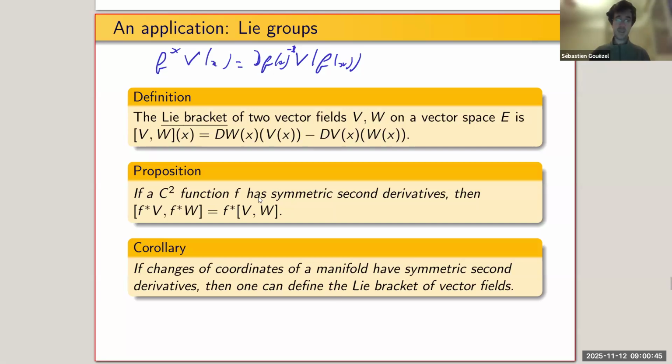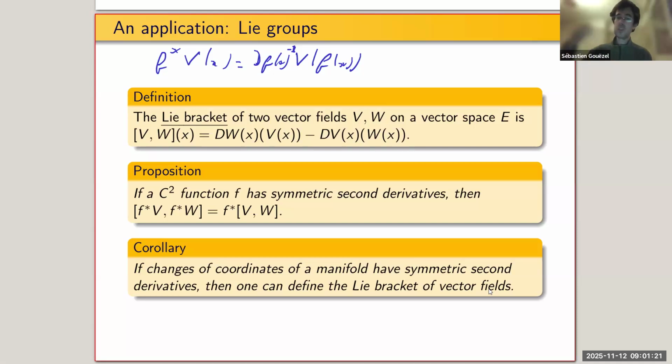Except that if you look at the slides, I've written something weird here. If a C2 function f has symmetric second derivatives. Come on, every function has symmetric second derivatives. Well, if you do the computation here, you see that there is a term involving the second derivatives, and the pullback of the Lie bracket will be the Lie bracket of the pullbacks only when the second derivative is symmetric, as the computation shows.